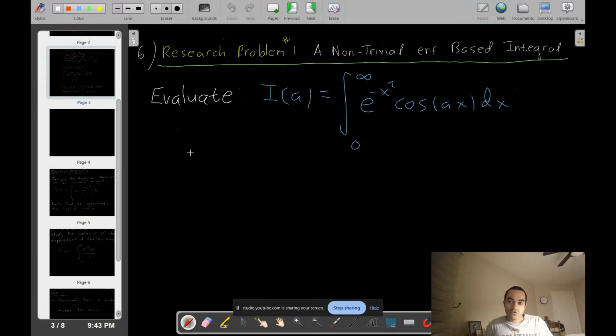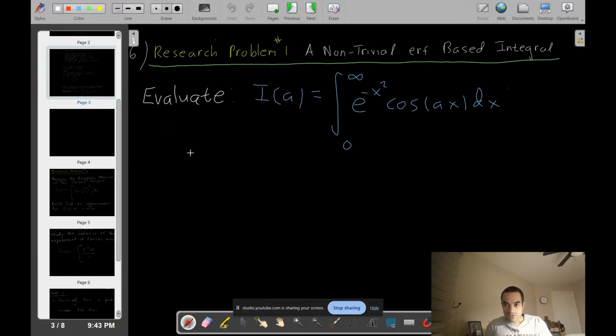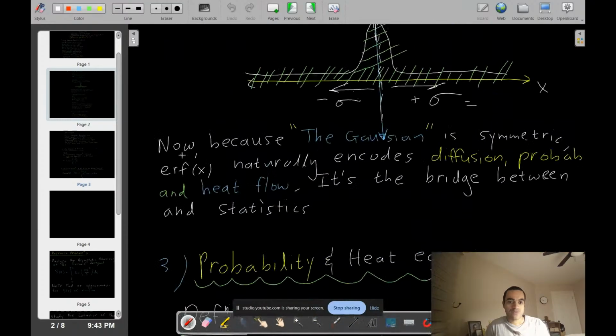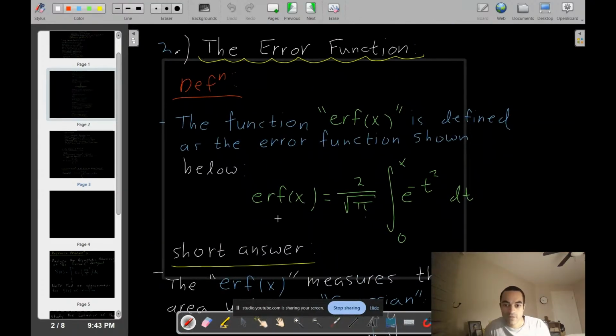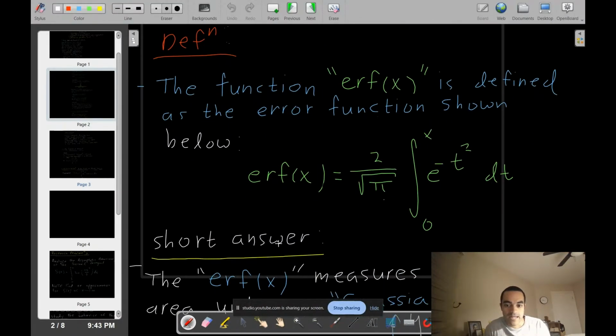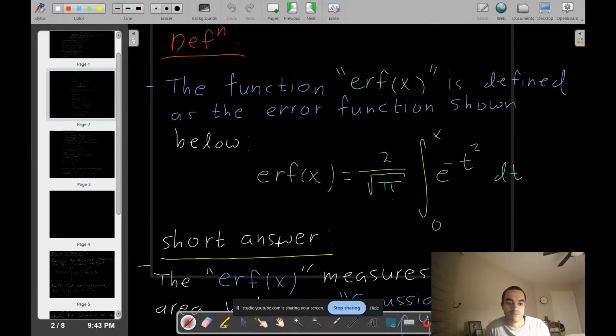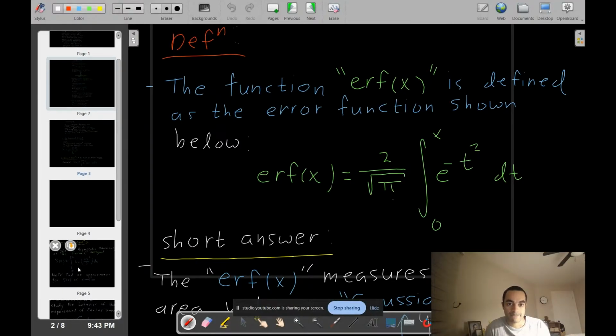We're going to be looking at a non-trivial erf-based integral. That's why I mentioned what an erf-based integral is, the error function. The error function is defined as 2 over root pi, integral from 0 to x, e to the negative t squared dt. I mentioned that earlier for those of you who are just coming in.